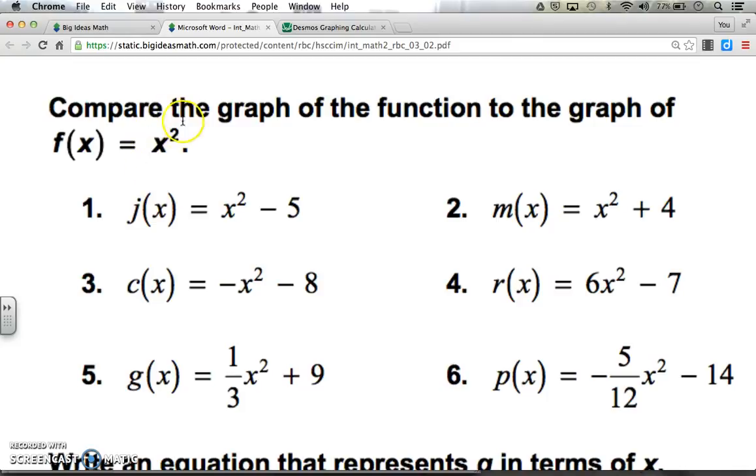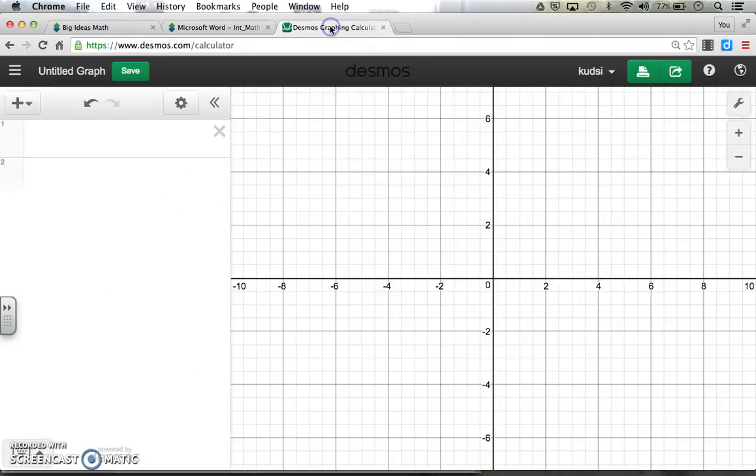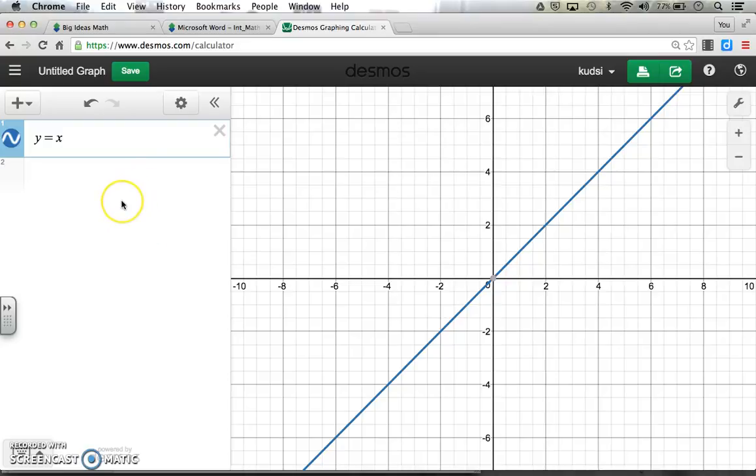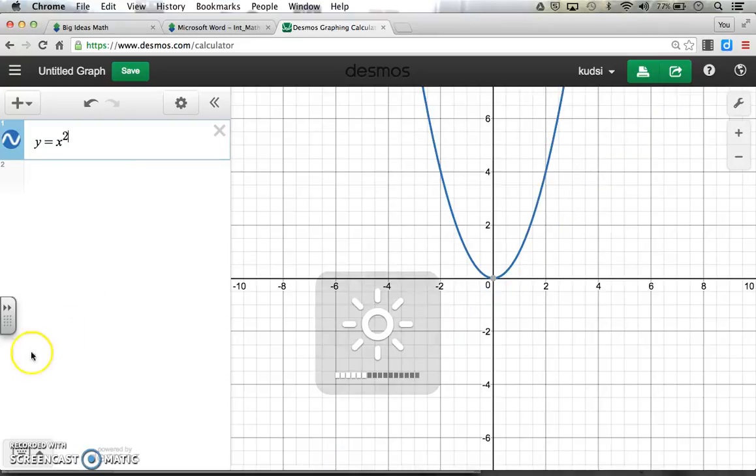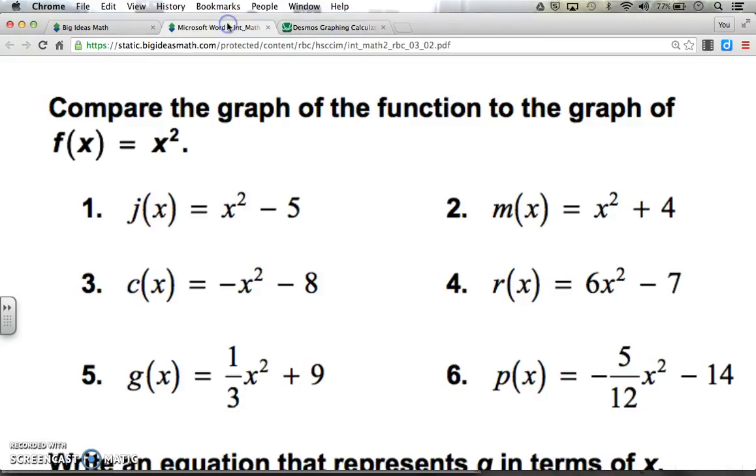First, we should know at this point that that's a parabola. In case you don't remember what that looks like, open up another browser tab and type y equals x squared. So there's our parabola. That's what we call the parent function. Let's go back to this.